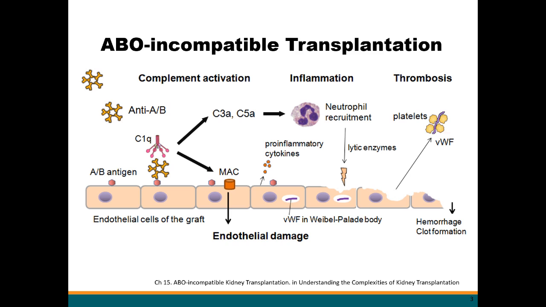This figure illustrates the reason why ABO-incompatible transplantation had been considered impossible. The ABO antibody activates the complement system, followed by various pathological processes that lead to endocellular damage, inflammation, thrombosis, and ultimately graft dysfunction. Therefore, the complement activation is the most important step in this process.